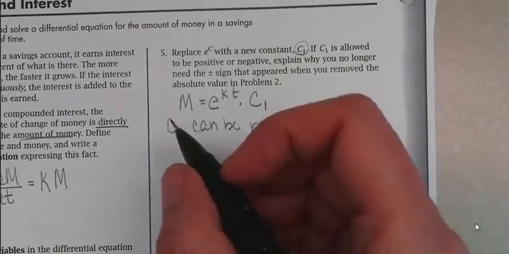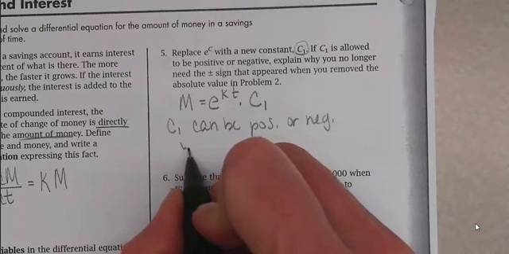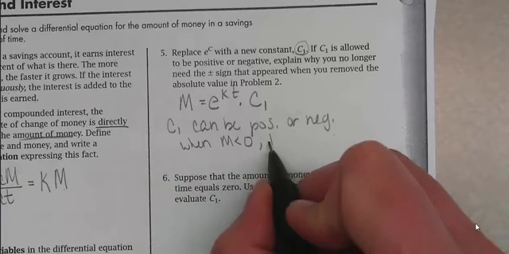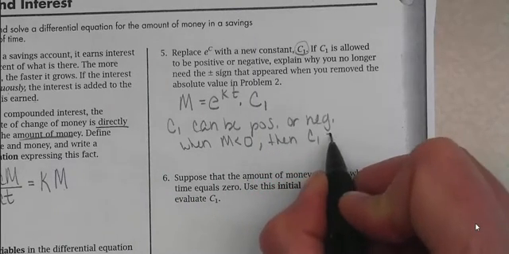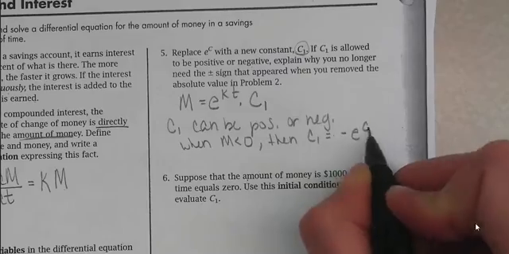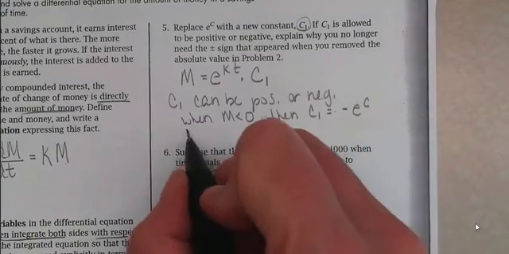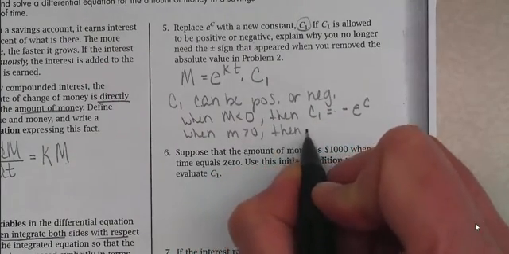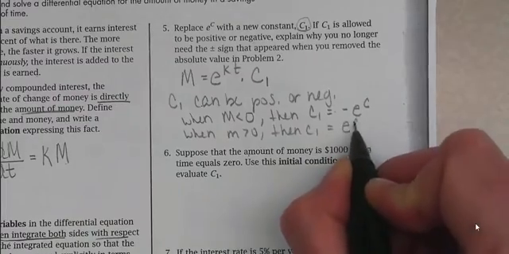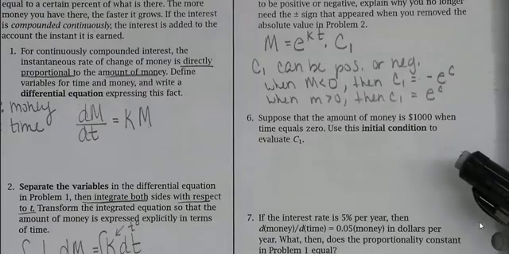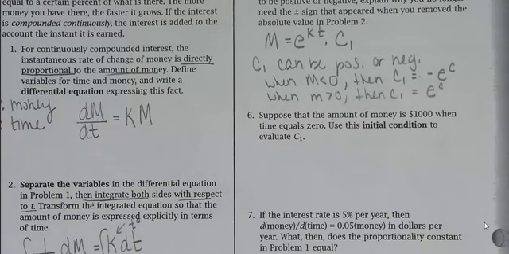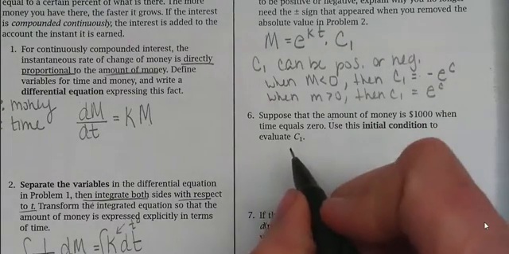And then let's think about what that means. So when m is less than 0, then we'll know that c1 will be some negative input. Or when m is greater than 0, then we know that c1 was some positive constant. Time equals 0. So we'll use this initial condition to evaluate c sub 1. So we'll plug this information in and we'll get an amount for c sub 1.